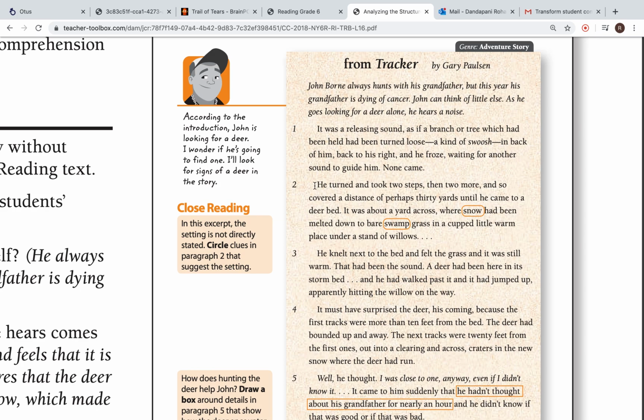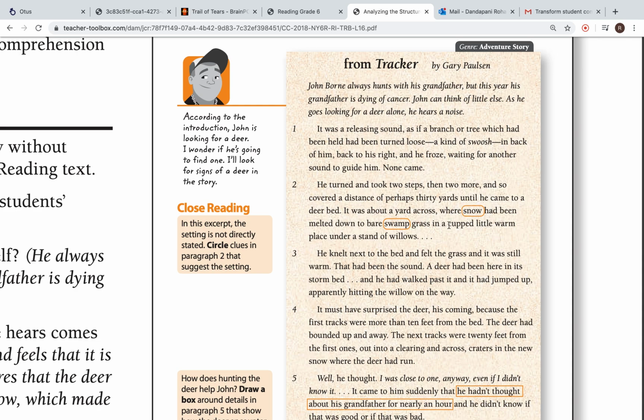Paragraph 2. He turned and took 2 steps, then 2 more, and so covered a distance of perhaps 30 yards until he came to a deer bed. It was a yard across, where snow had been melted down to bare swamp, grass in a cupped little warm place under a stand of willows.